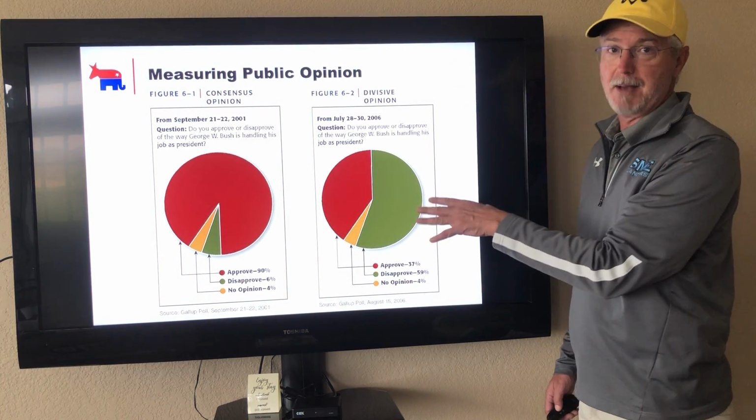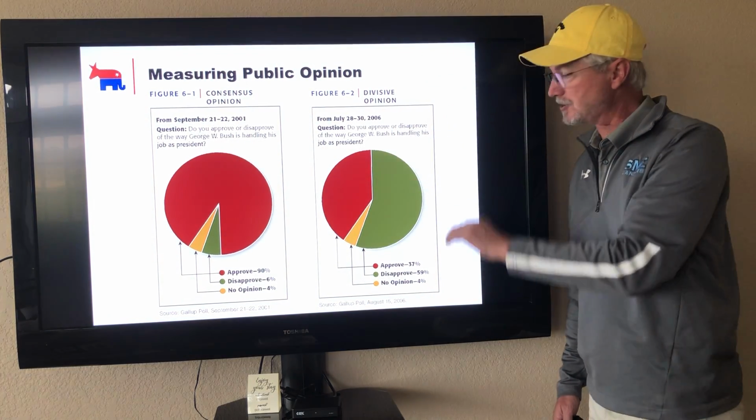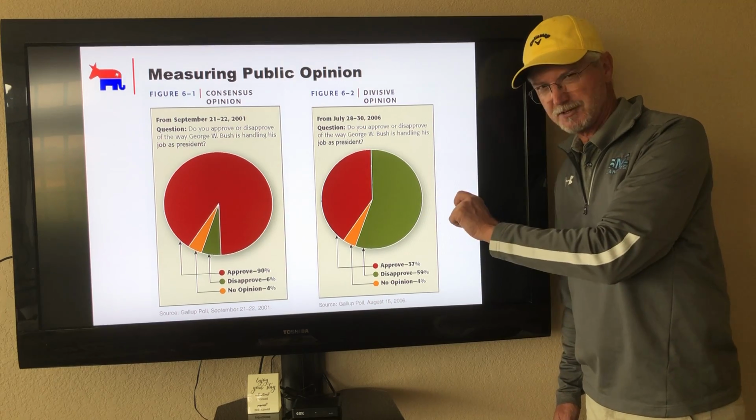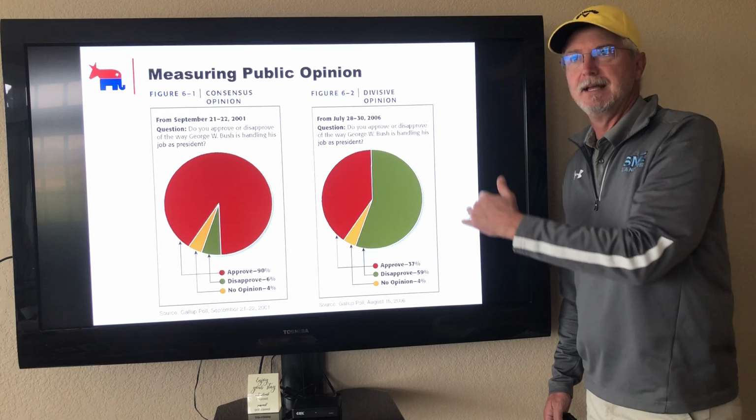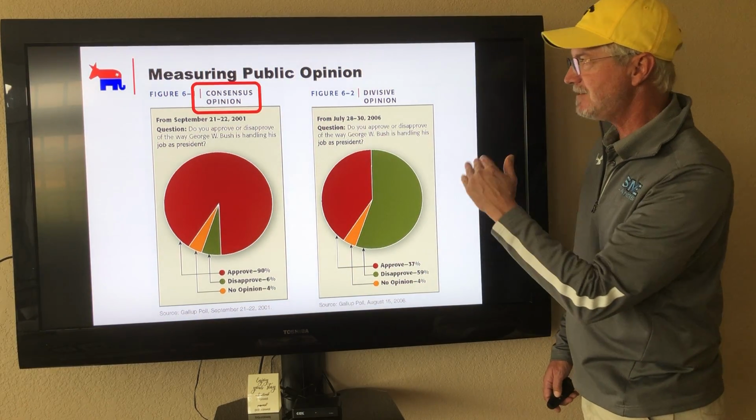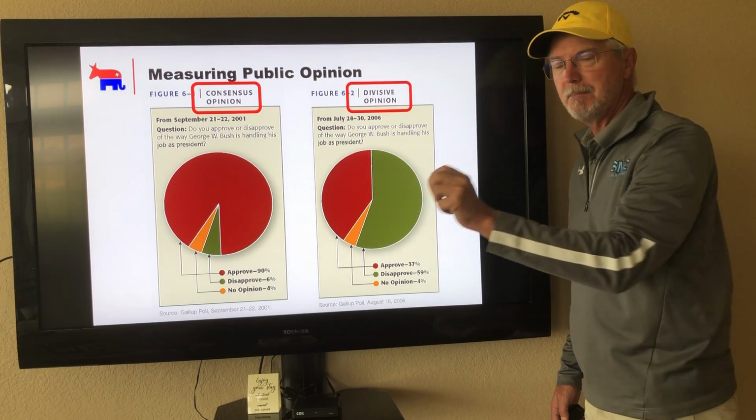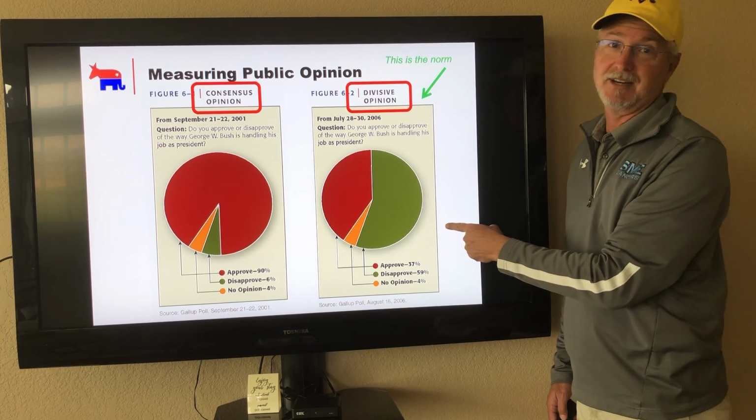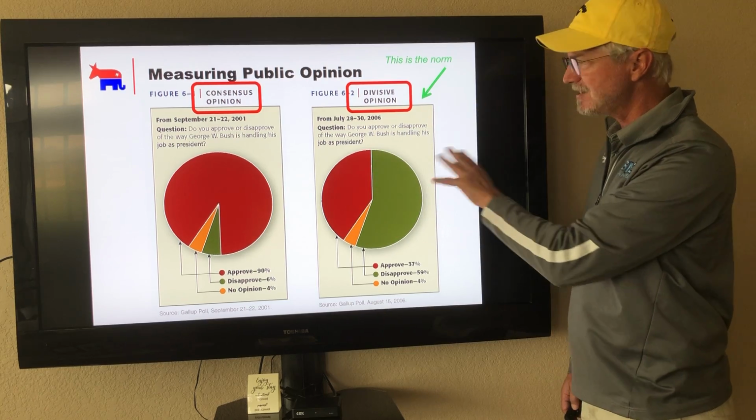Now this one would be an example of a divisive opinion. Do you approve or disapprove of the way George W. Bush is doing his job? Same question, only here we see disapprove 59%, approve 37%. So it's divided, right? That's where the word divisive comes from. When we look at these numbers, with consensus and with divisive, those are the two terms you need to know. But if you're really looking at polls, the one we see the most is going to be this one, right? It's rare that we get a consensus opinion on anything. This is actually the norm.